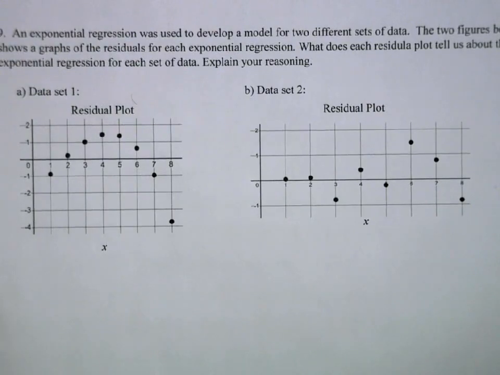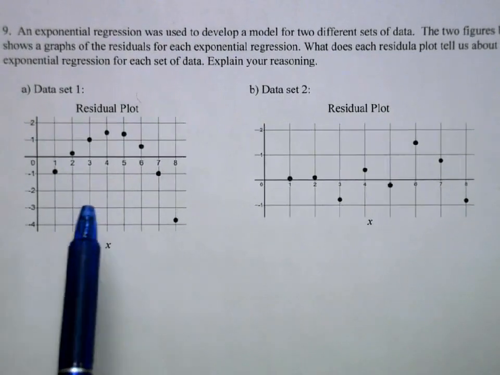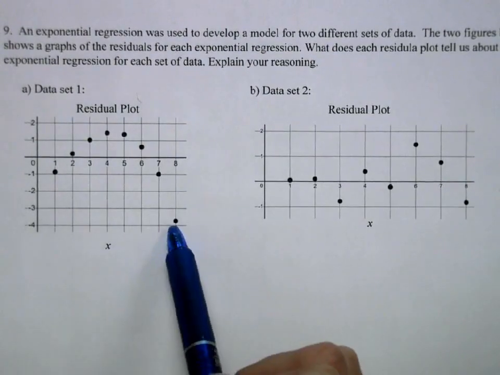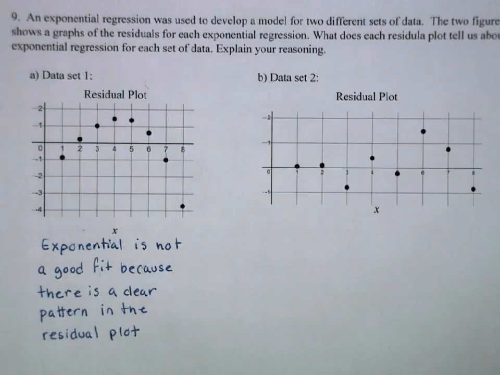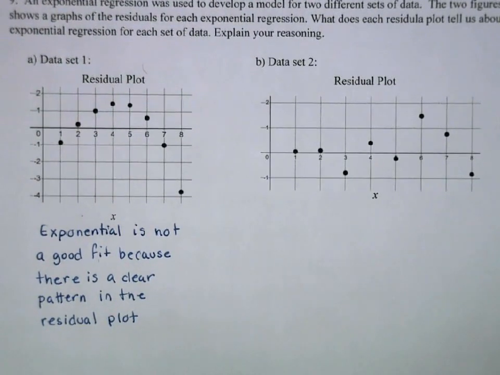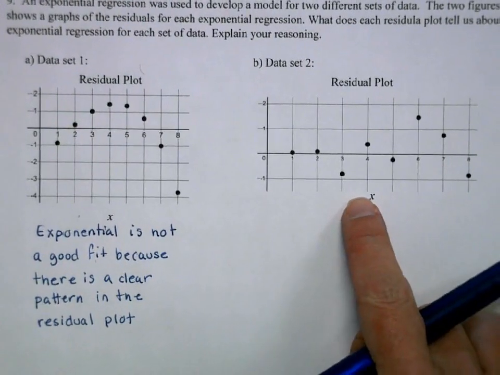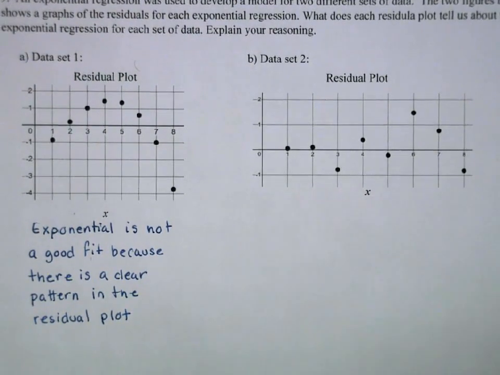And explain our reasoning. With a residual plot, if there is a clear pattern, like in this one, that means this is not a good fit. If there's a clear pattern, then there is a better equation out there. So this first set is not a good fit because there is a clear pattern, versus the second one, where an exponential function would be a good fit because there is no clear pattern. We just have random values for the residuals, or those errors.